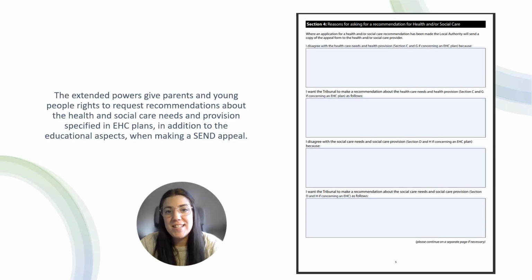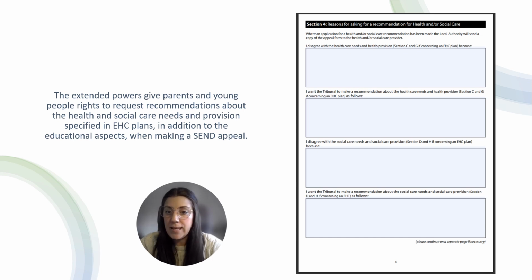The next section is section 4, and this section is about appealing the sections for health and social care within the EHCP. I'll go into them in more detail on the next slide, the boxes, but I will just quickly talk about the extended powers.